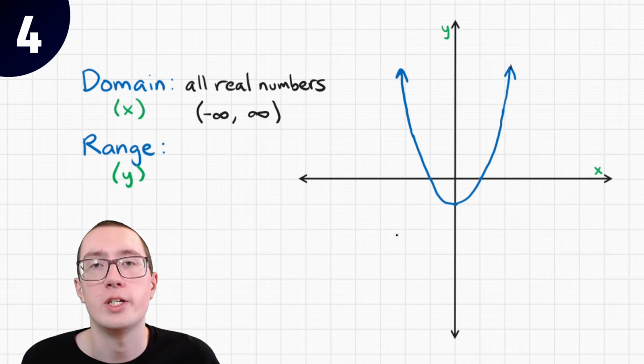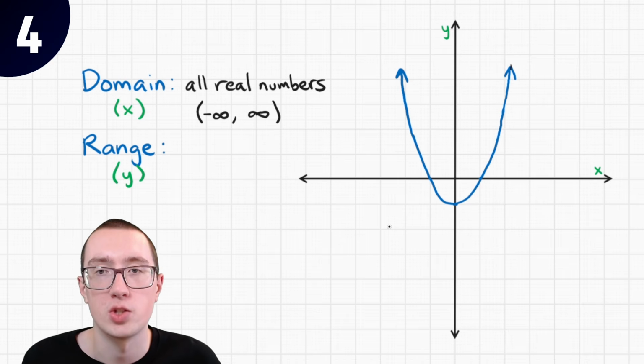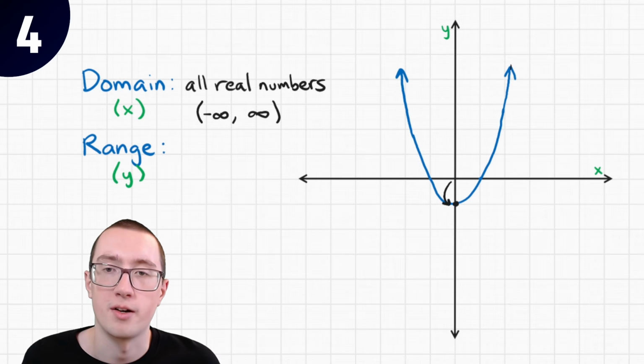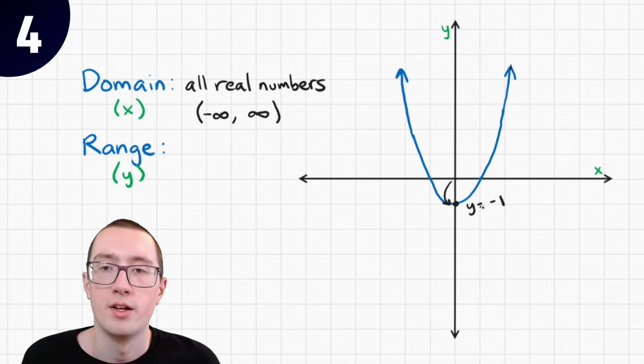So to find the range, we need to find the smallest number possible for y, because it looks like we can't get the numbers to be too small. And the smallest number for y is going to be right here. So how far down is this? Well, starting from 0, we need to go down 1 square. So right here, y is equal to -1. And anywhere lower than -1 is not going to be a possible point on our graph.